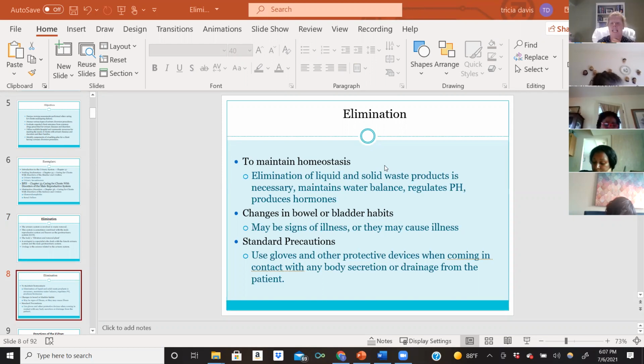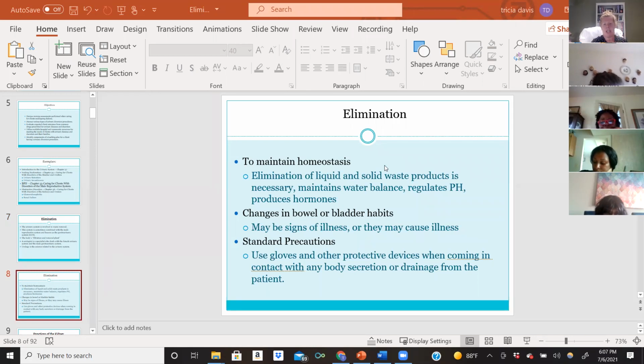Those kidneys eliminate liquid and solid waste products. They help maintain that water balance. We're going to talk a little bit more about that. It helps regulate our pH, and it produces certain hormones that our body needs.